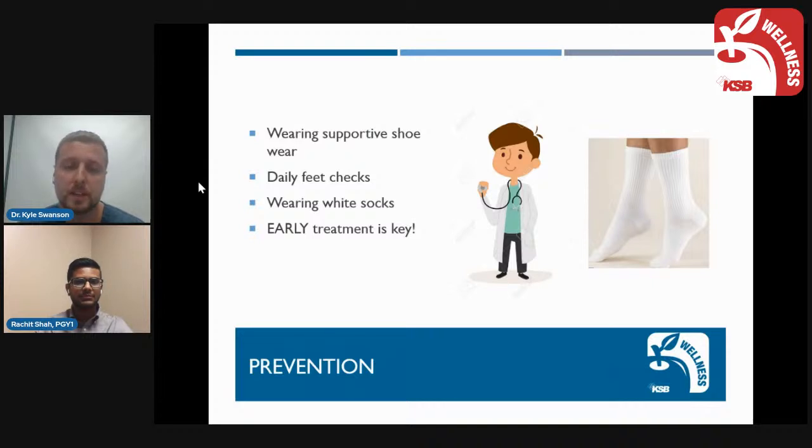And early treatment is going to be the key. So the sooner that we can address that we have sustained a puncture wound, we can treat that puncture wound and help prevent any further infection or complication.